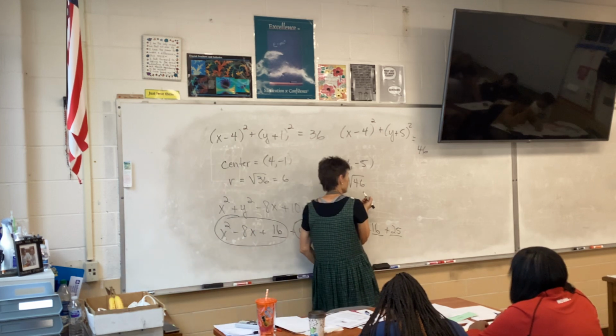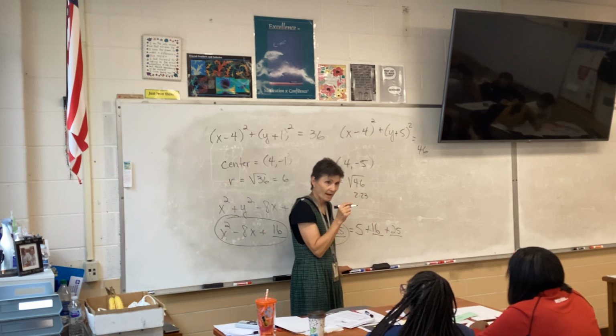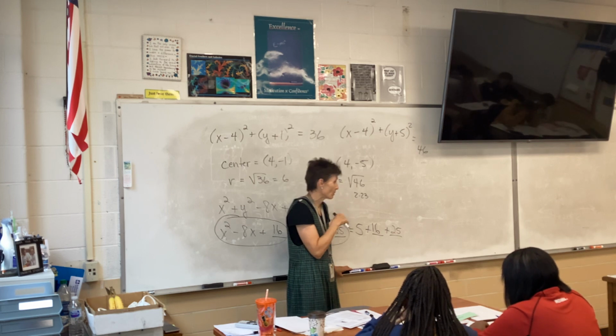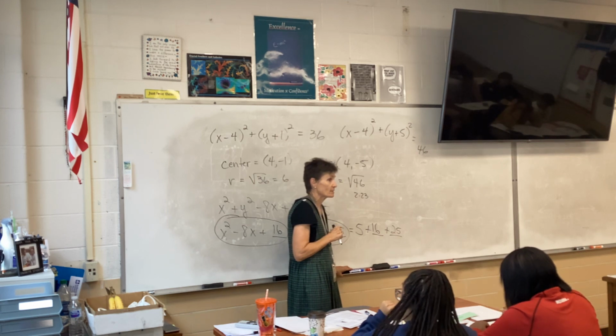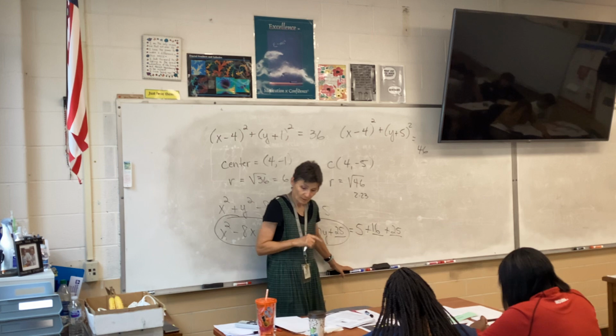Some of you are thinking, well, 46 is 2 times 23. It is, but if you're gonna break down a radical, what do you have to have? 2 of something, and you only have 1 2 and 1 23, so it doesn't break down. The radius is root 46. Okay, how do you feel about that? Manageable? All right, let's do the last one then.